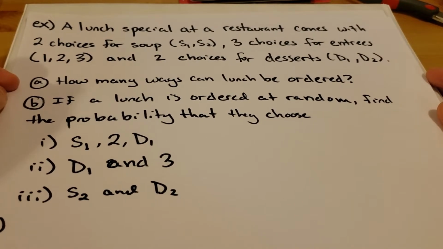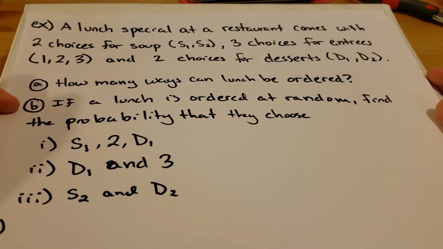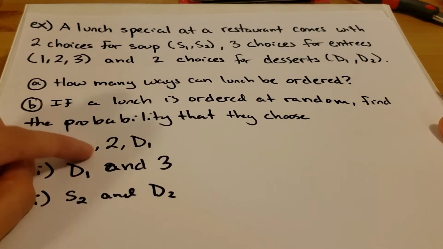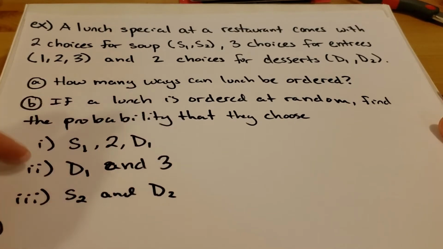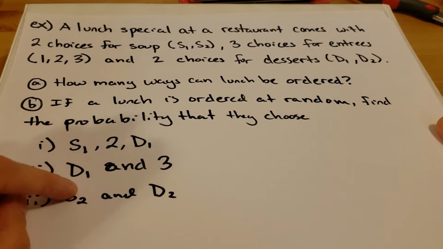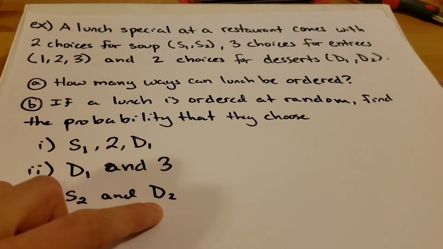First, they're asking us how many ways can lunch be ordered. Then they're asking us, if one lunch is ordered at random, we want to find the probability that whoever is ordering lunch ends up choosing the first soup, the second entree, the first dessert, or the probability that they chose the first dessert and the third entree, and then the probability that they chose the second soup and the second dessert.